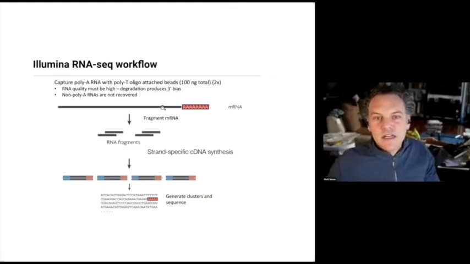And then the idea is you can take the RNA fragment and then do cDNA synthesis. And frequently this is done using primers.